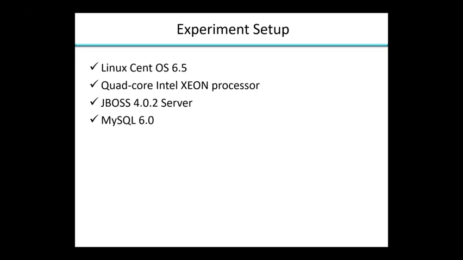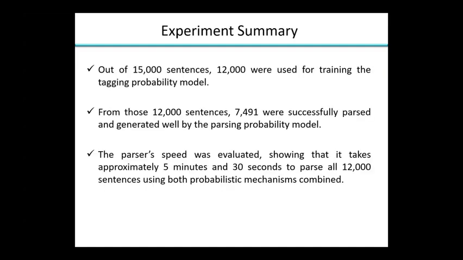Then for the server, we have JBoss, and for the database, we have used MySQL 6.0. And this is basically the summary. We have taken 15,000 gold sentences, and out of 15,000, 12,000 sentences were used for training and creating the probability model. Out of 12,000 sentences, 749 were successfully parsed using the same POS-Augmented TAG Parser.